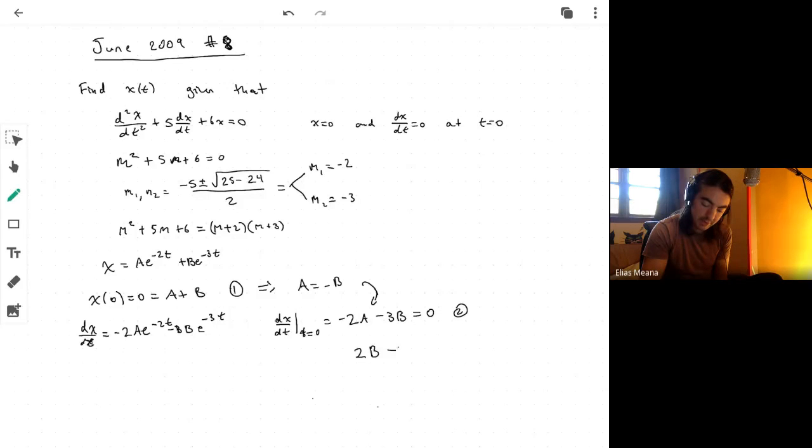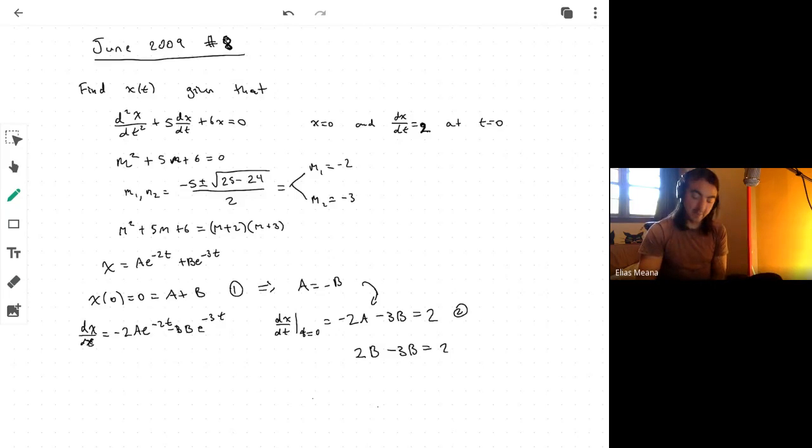We get 2b minus 3b equals 0, right? This tells us that b equals, what did I do? Did I copy the problem wrong? Oh, I copied the problem down wrong. This is supposed to be 2. Did they just give us a differential equation where the solution is 0? That would be very frustrating. It's supposed to be 2 there.